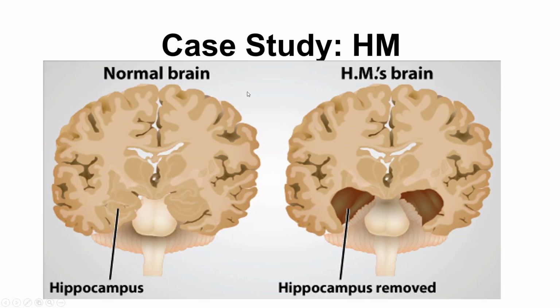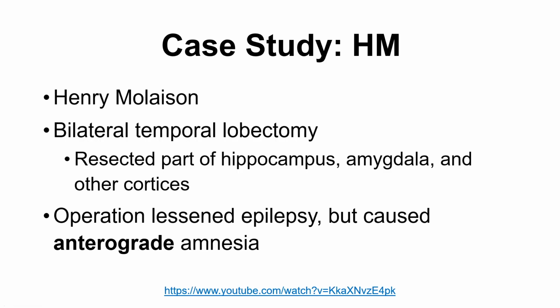So here we can compare a normal brain with the hippocampus present in the center there. And then in HM's brain, the hippocampus and some of the surrounding structures were removed. So the hippocampus, the amygdala, and some other nearby cortices were removed. And this was done to try and lessen the experience of epileptic seizures, because HM was suffering from regular seizures that were impairing his day-to-day function.